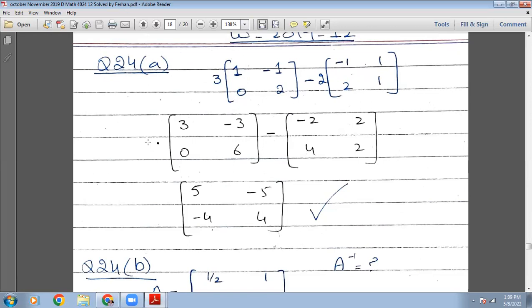-3 -2, it will become -5. 0 -4, it will become -4. 6 -2, it will become 4. So I have already checked this answer and it is good.